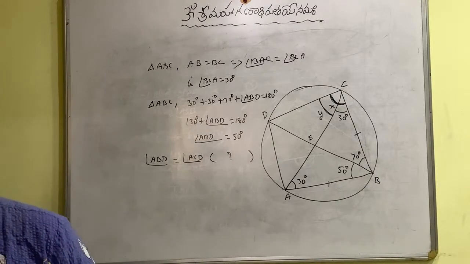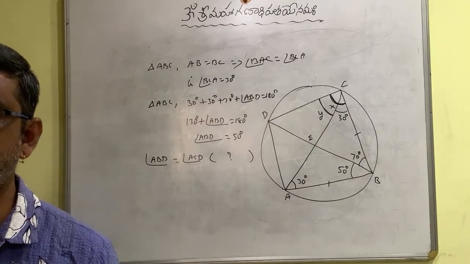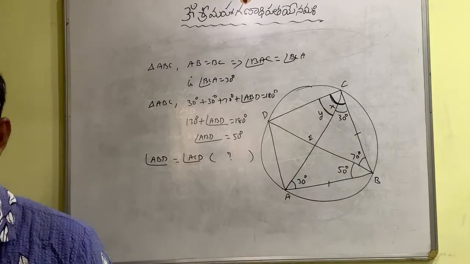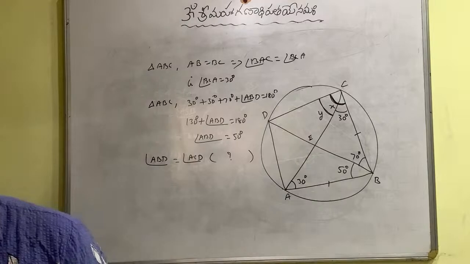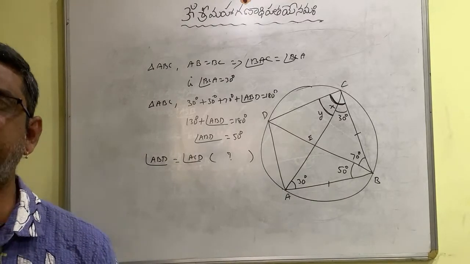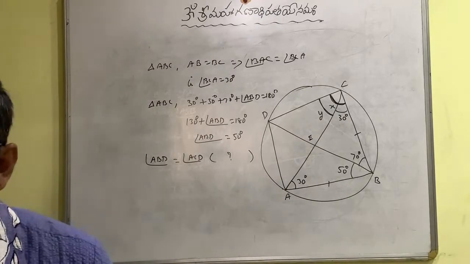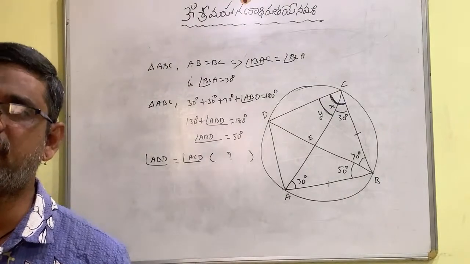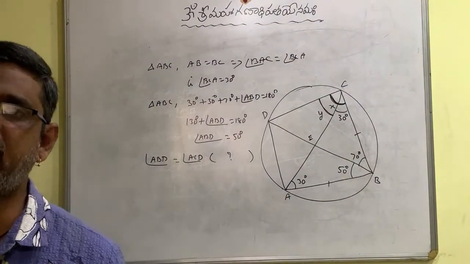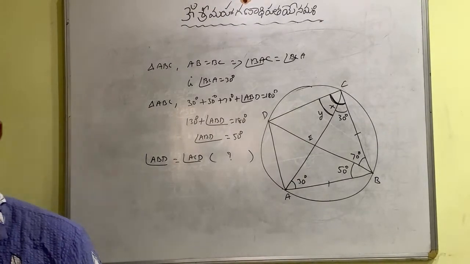No one. Aniket says yes. Now he is saying we need to find x and y. Good. And I am saying angle ACD is nothing but y. I am saying angle ABD and ACD are equal. I just want to know the reason from your side.